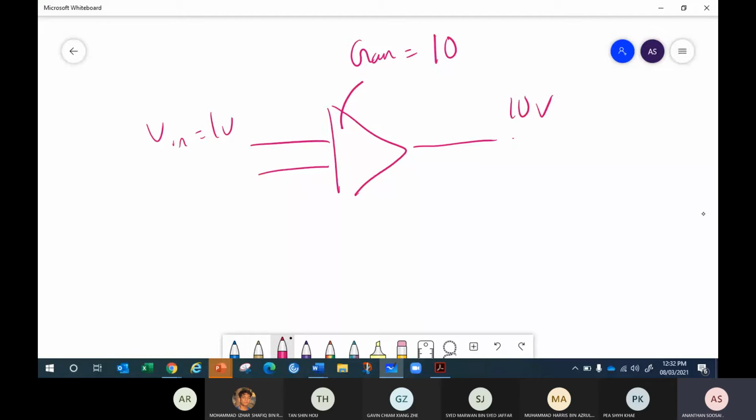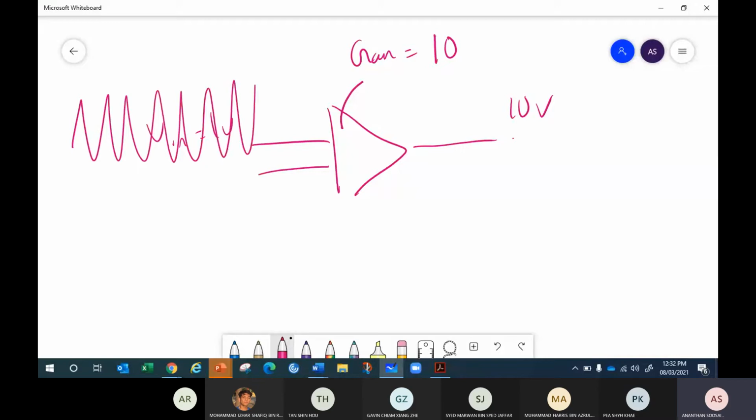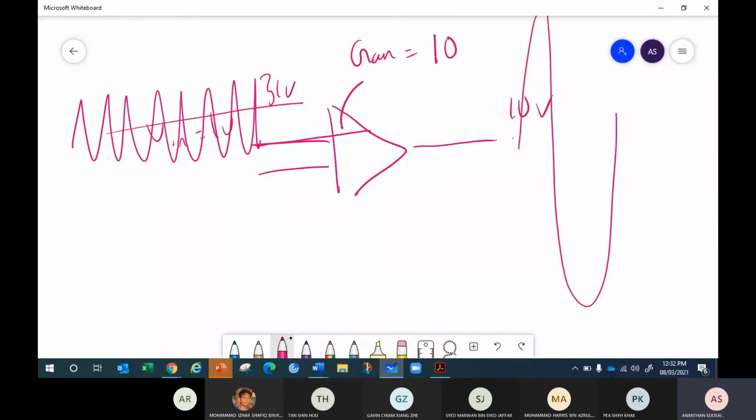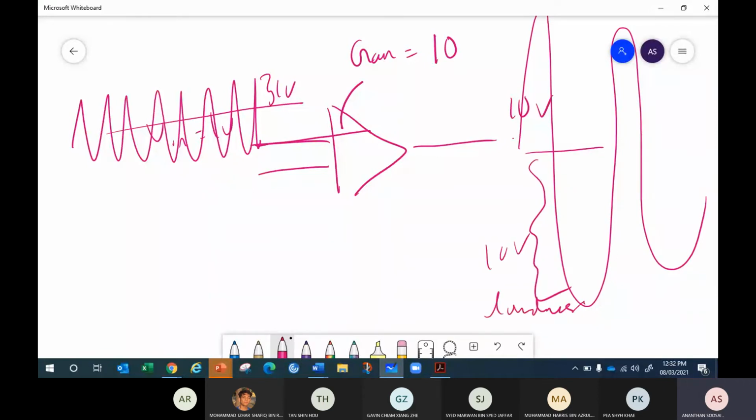Okay. So let's say an opera singer sings and the sound is changed to a voltage sent into the operational amplifier. She sings with a peak of 1 volt amplitude. So at the output, the sound is going to be enlarged to how much? To 10 volt. That means the loudness increased by how many times? 10 times. Okay. So that's the operational amplifier.